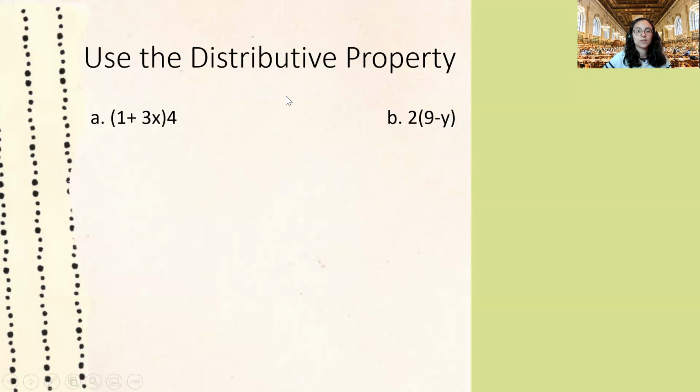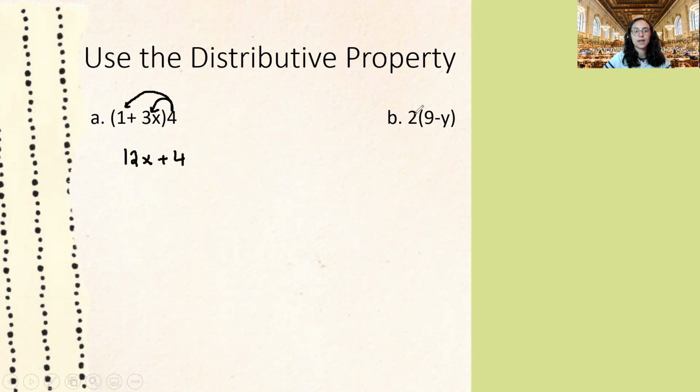Here we're asked to also use the distributive property. So 4 is on the right. So we'll just distribute it like this and multiply it. So 4 times 3x, and 3x is positive. So I will get 12x, and then 4 times positive 1 will give me positive 4.